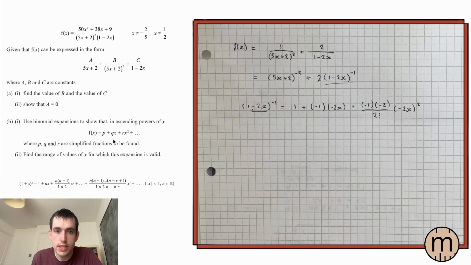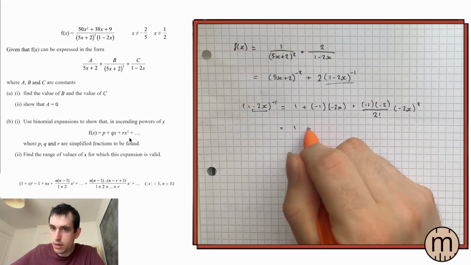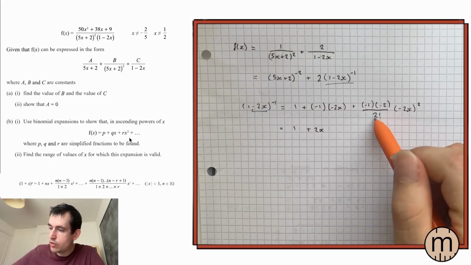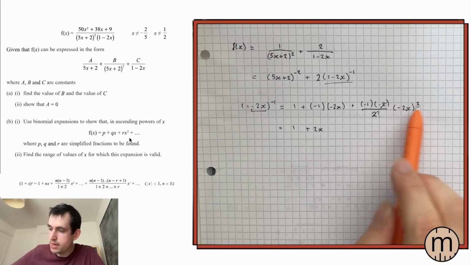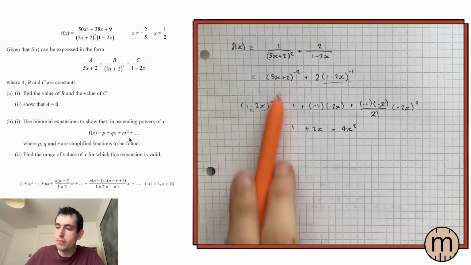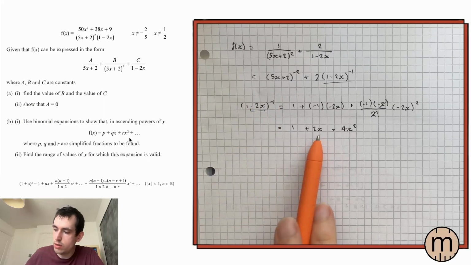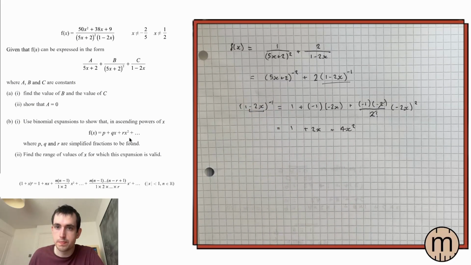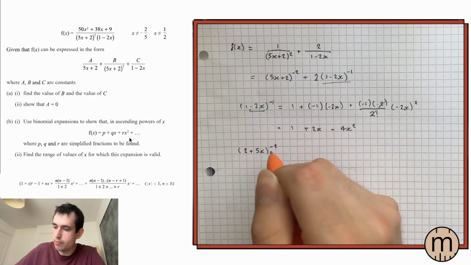Okay, reading the question again, we only care about the terms up until x squared. So you know what? I'm going to stop there. Let's at least expand and simplify though. We're going to get 1 plus 2x. The 2 is going to cancel out with the 2. The minuses are going to cancel out with each other. The minus squared is going to make a positive, and the 2 squared is going to make 4. So the full binomial expansion for 1 minus 2x to the power of minus 1 is 1 plus 2x plus 4x squared.